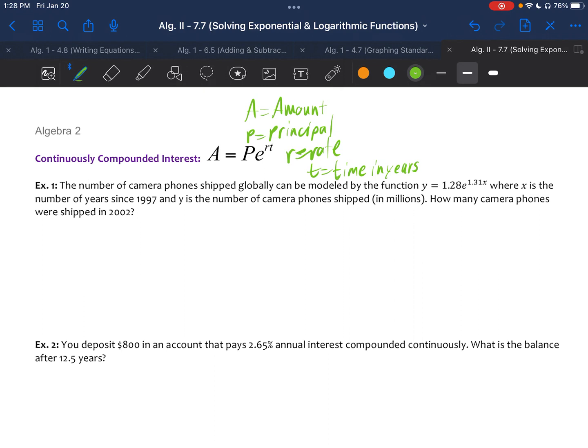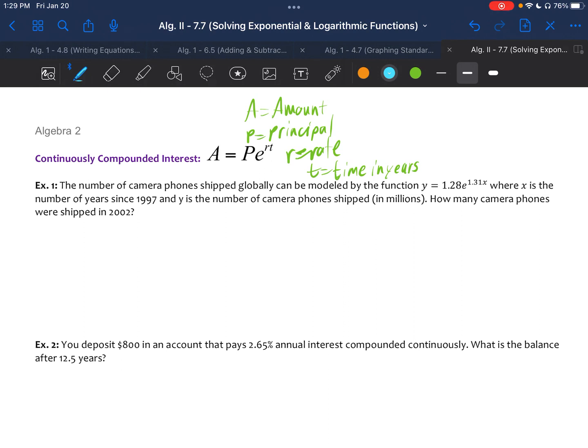And how would you know which formula to use? It'll say compounded continuously or compounded like semi-annually. So on the last problem it said semi-annually, which is how you know it's not continuous. So example 1 here: the number of camera phones shipped globally can be modeled by the function y is equal to 1.28 e to the power of 1.31x, where x is the number of years since 97, and y is the number of camera phones shipped in millions. How many camera phones were shipped in 2002?